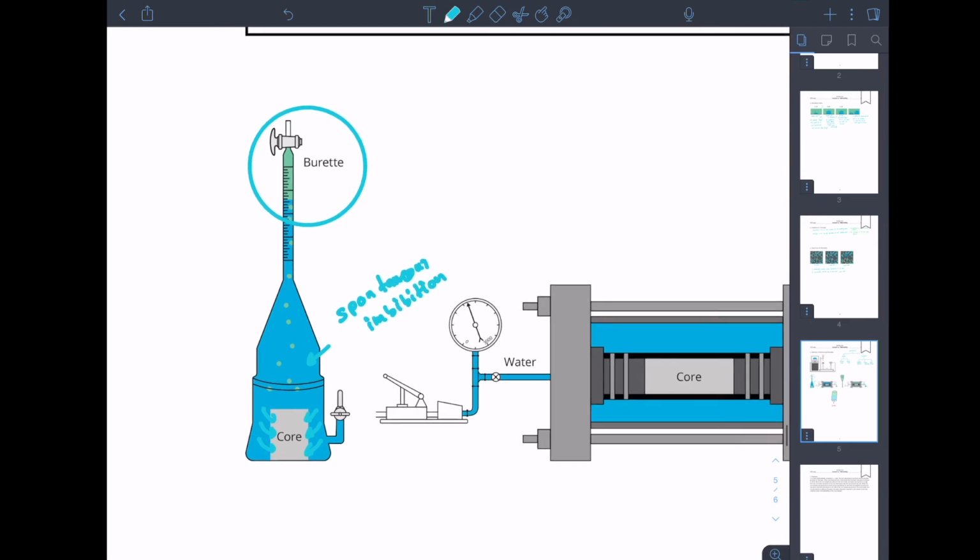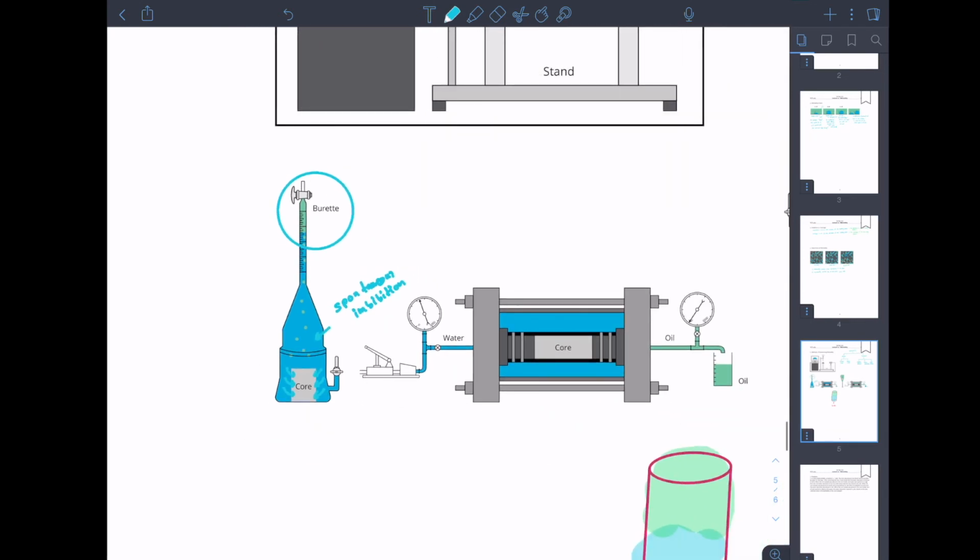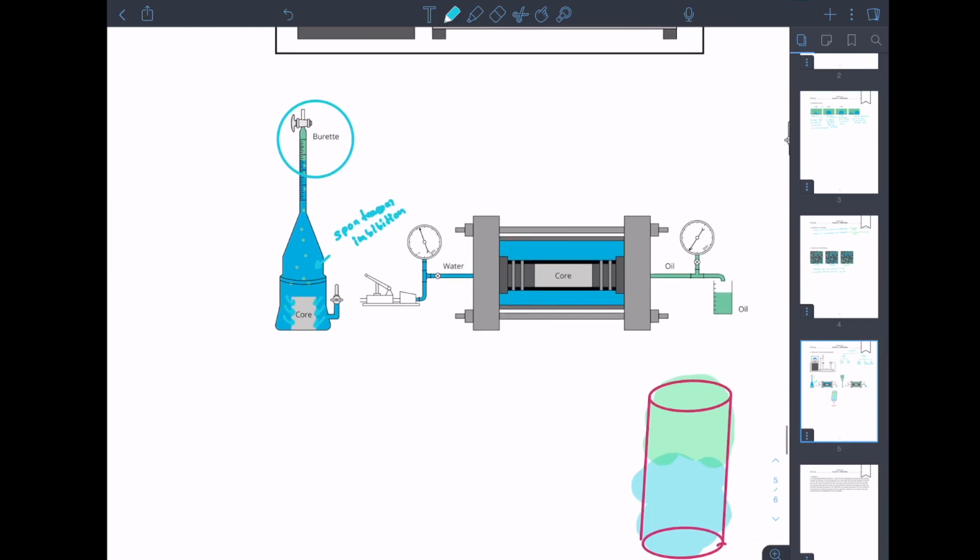When we say spontaneous imbibition, it means the natural increase in the saturation. It's natural, we're not applying any force, we're just placing the core inside and surrounding it with water, and that will be the saturation. After this process is over, we'll refer to this as stage B, and the water saturation after we finish will be SWB.